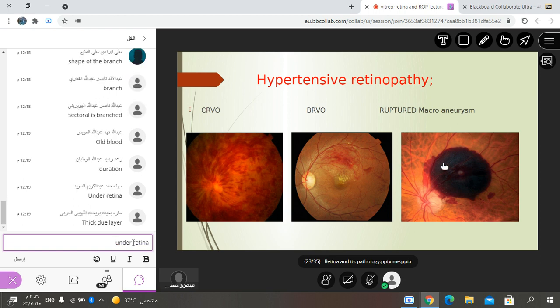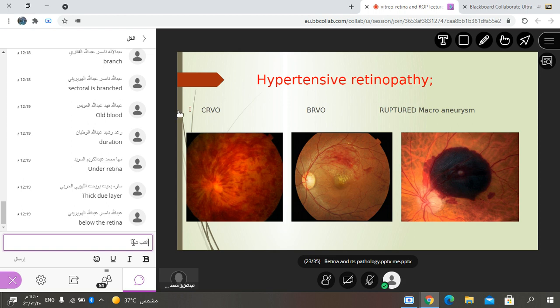Multi-layered hemorrhage, excellent, Maha. It is under the retina, so under the RPE actually. It is behind the retinal pigment epithelium, and that's why it is jet black here. And that's why we said it is a multi-layered hemorrhage. The hemorrhage in the retina can come in front of the retina, which is preretinal. It can come actually in the vitreous.